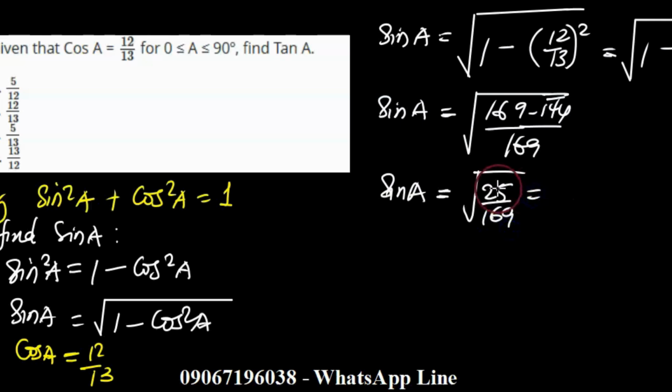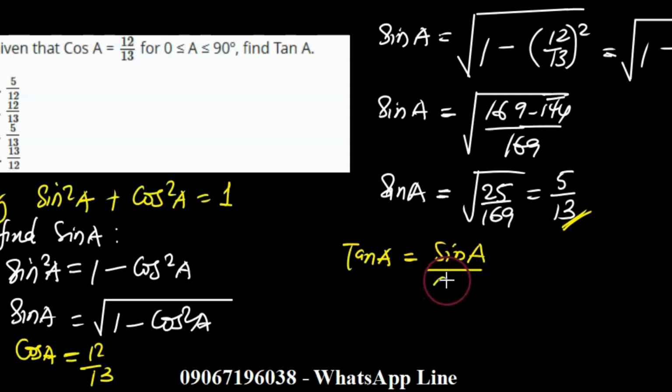That is going to give me square root of 25 is 5 divided by square root of 169 is 13. Okay, so my answer for sine is 5 over 13. Take note of that. Now what we're asked to find is tan theta. So tan A is going to give me sine A all over cos A.